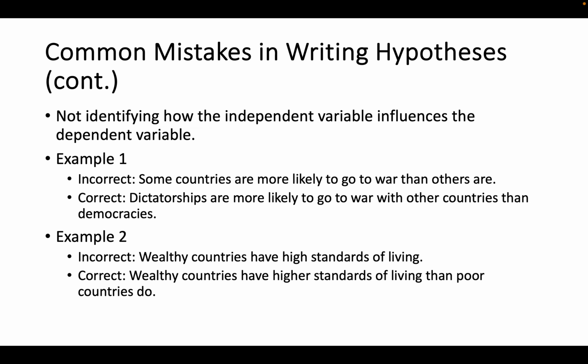So a second example of this would be, and this is the incorrect one, wealthy countries have high standards of living. Well, no kidding. What does that mean? How is that a testable hypothesis? Well, it's not. Instead, you need to correct it. Wealthy countries have higher standards of living than poor countries do. So that's something you can measure and compare. You can compare wealthy countries to poor countries and see which countries do have higher standards of living. So those are common mistakes in writing hypotheses.